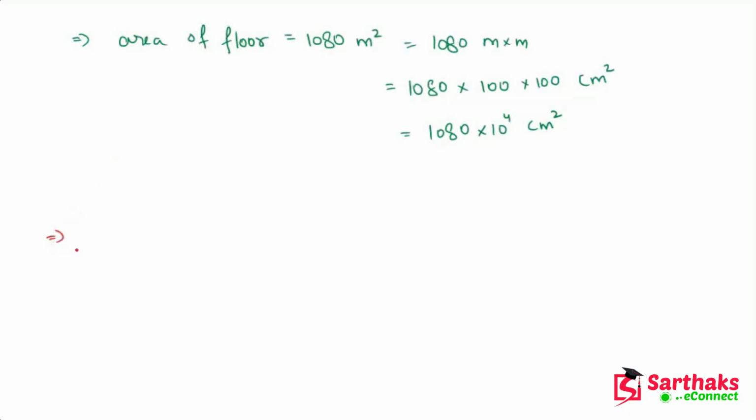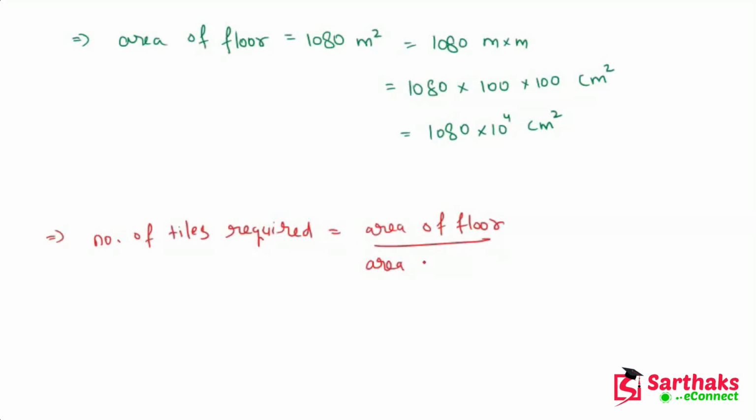Okay, so here you can see that number of tiles required is equal to area of floor divided by area of one tile. Okay, understand my dear friend? So here area of floor is 1080 into 10 raised to power 4 divided by area of one tile. This is 240. So from this 0 will be cancelled.